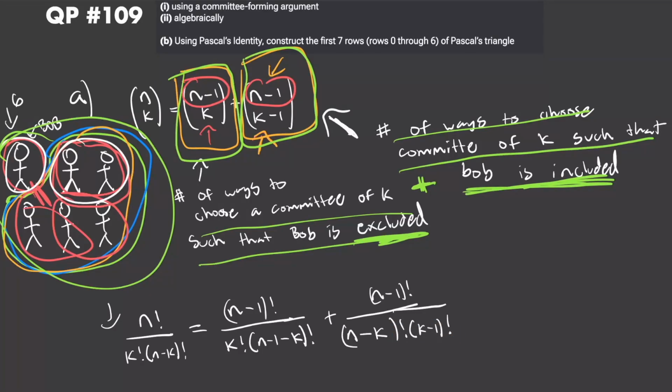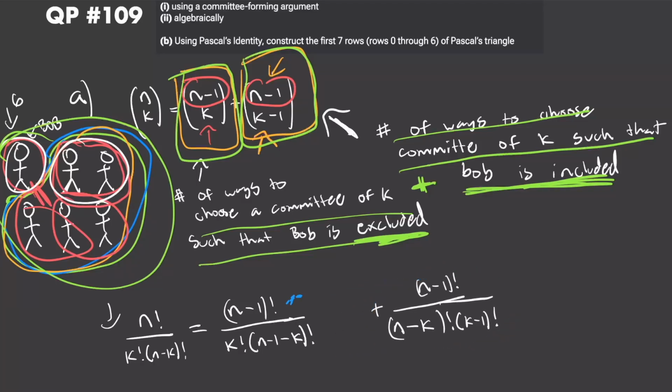Let me move these over. Okay, now let's get this right-hand side to look like the left-hand side. In order to do that, I need to add these fractions, so I need to find a common denominator. You notice that I can do that by multiplying top and bottom here by n minus k, since we want an n minus k in the bottom.